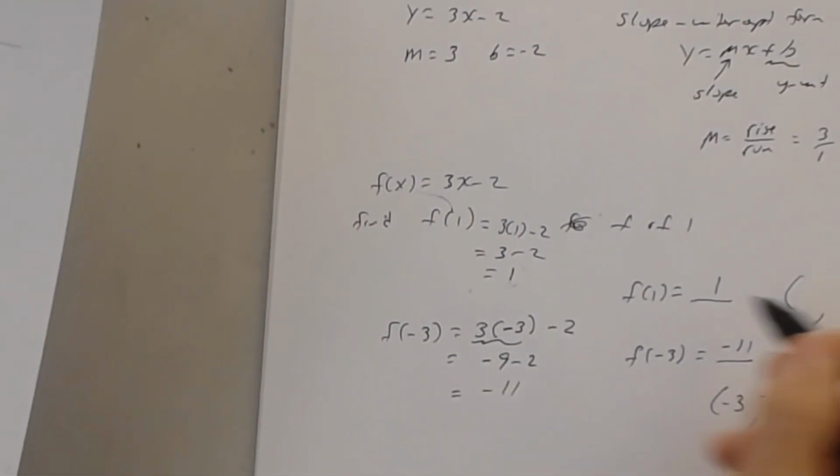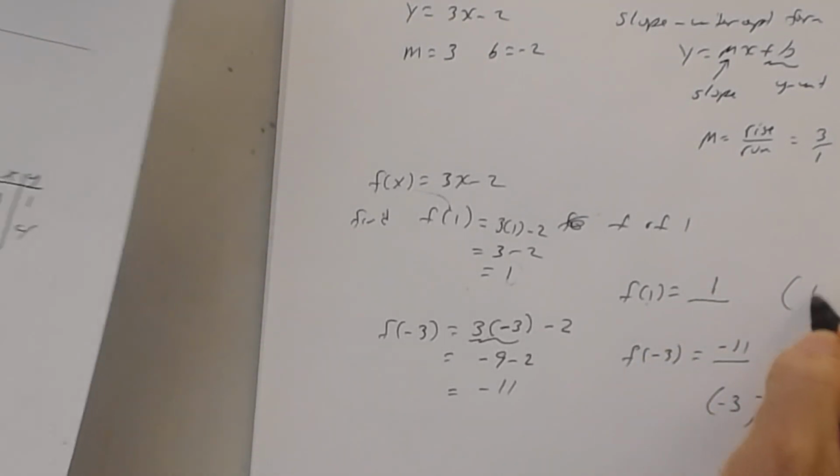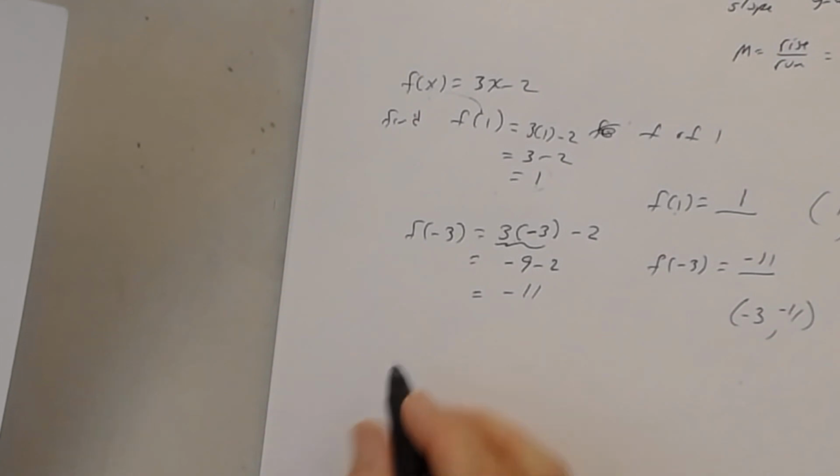All right, so that's what that represents. Over here, what point does this represent? X is 1, y is 1. Okay? Let's look at this one.